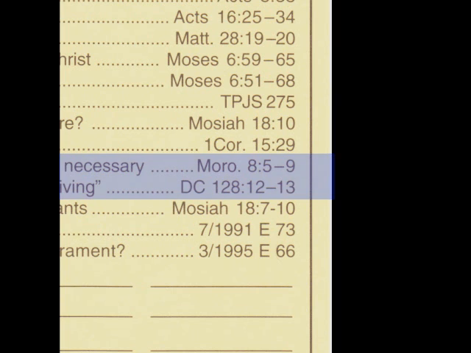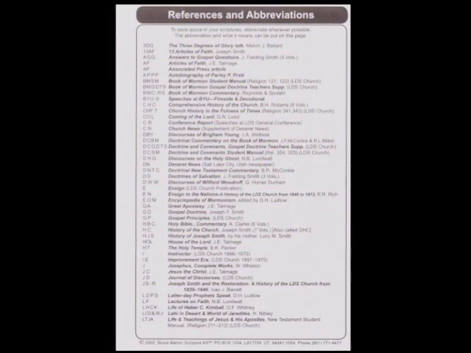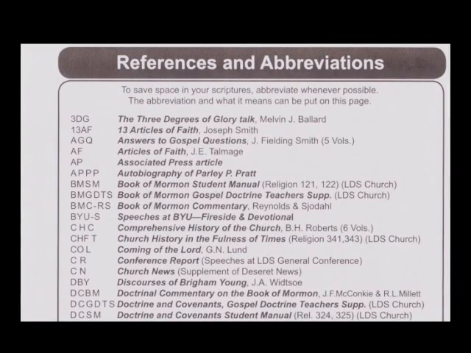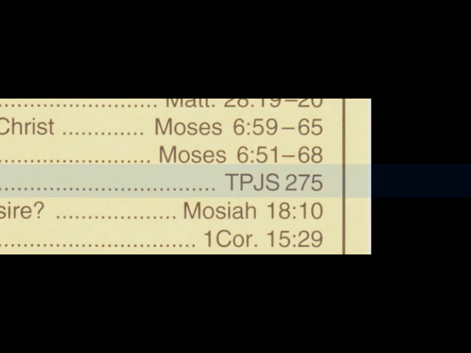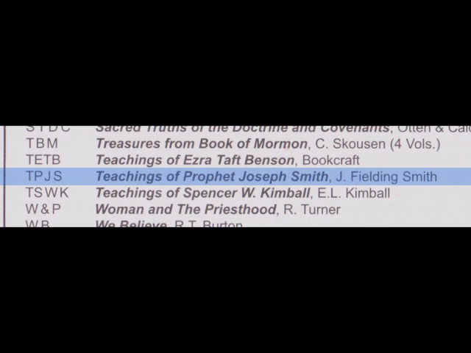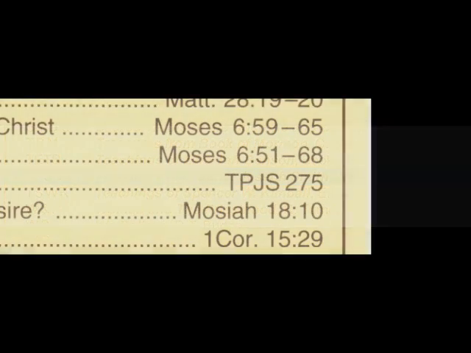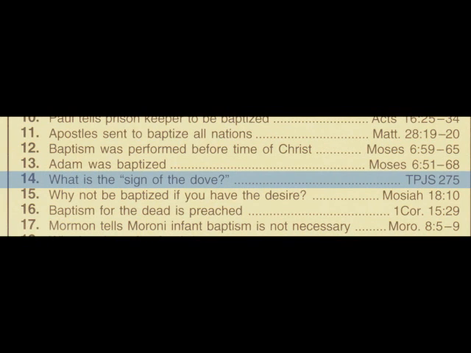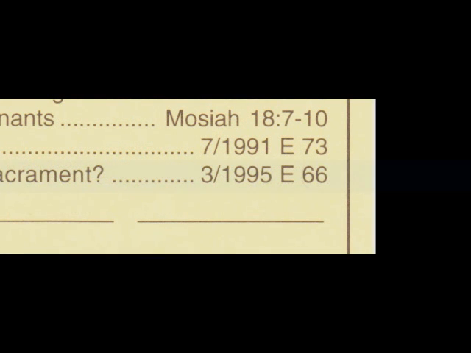But there are others that seem as though they are in code. At the back of ScriptureKIT Books 1 and 2 is a page called References and Abbreviations. This is the key to the code. In this MS page, one of the sources is TPJS 275. On the References and Abbreviations page, we look up TPJS, which stands for Teachings of the Prophet Joseph Smith. So on page 275 of Teachings of the Prophet Joseph Smith, the question, "What is the sign of the dove?" is answered.